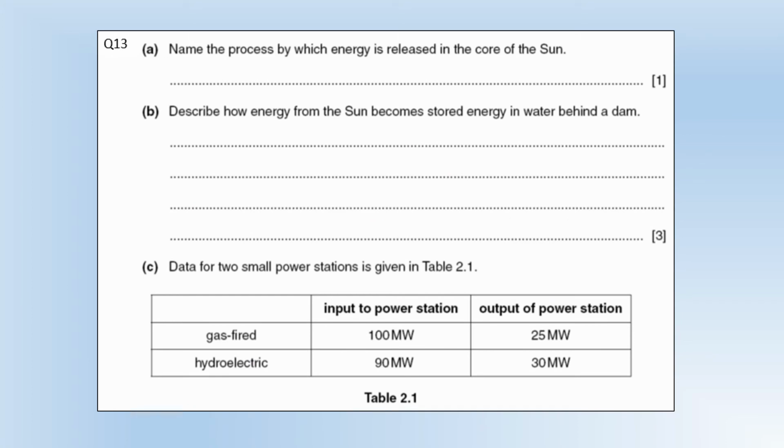So name the process by which energy is released in the core of the sun. It's called nuclear fusion, where 2 hydrogen nuclei are fused to form 1 helium nucleus.